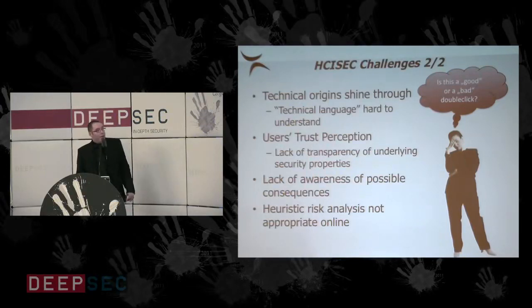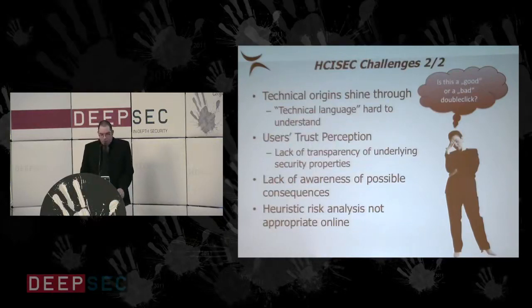The thing is also the user's perception of trust. We very often see a lack of transparency of the underlying security properties, so users cannot really build up trust in security solutions, so the solution for the end user is then just to not use it. We have, of course, a very big problem because of the lack of perceived consequences. Most users, as the colleagues before already said, think: I have no money in my bank. Why am I at risk, and such things?